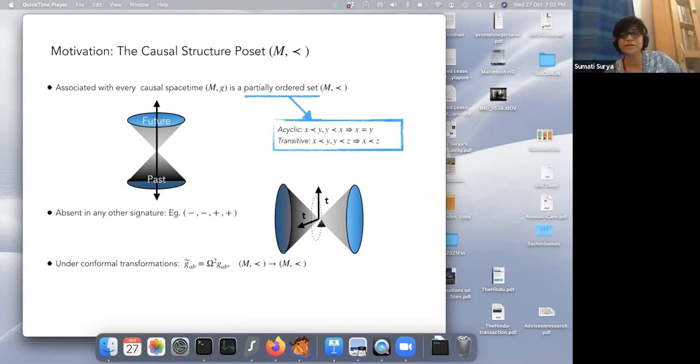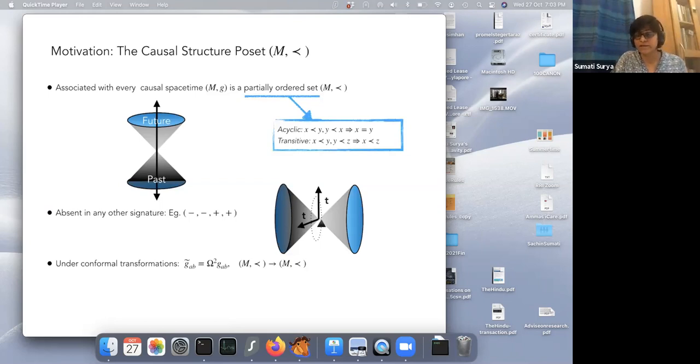What's very important is that the causal structure poset is not present in any other signature spacetime. If I have Riemannian space, there are no light cones, so I don't have a causal structure. But also if I have a minus, minus, plus, plus signature, then it's like having two time directions, and as you can see from this diagram, there's no ordering that's possible. So this causal structure poset is a stamp that you have a Lorentzian causal spacetime. The other thing you notice is that under conformal transformations, causal relations do not change. If X precedes Y in one spacetime and you do a conformal transformation, it's still true. So the light cone structure is invariant.